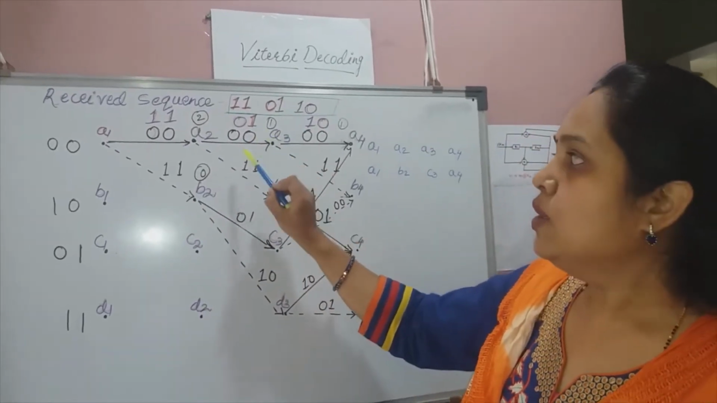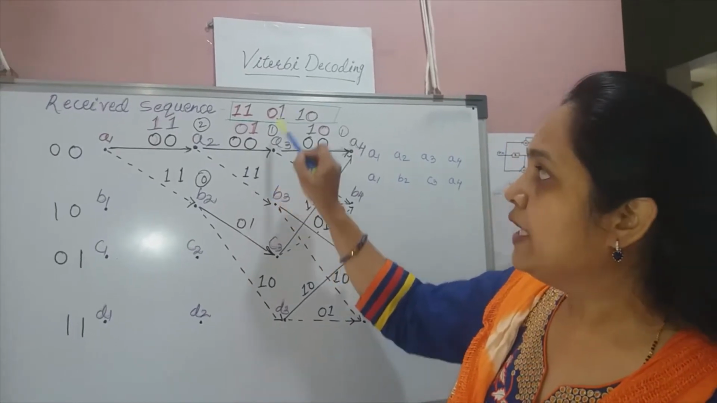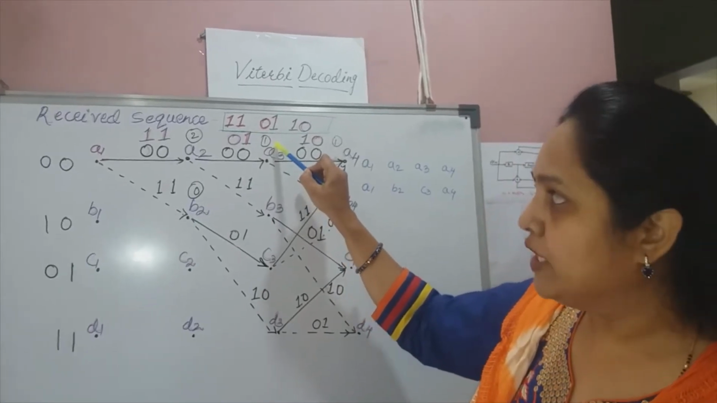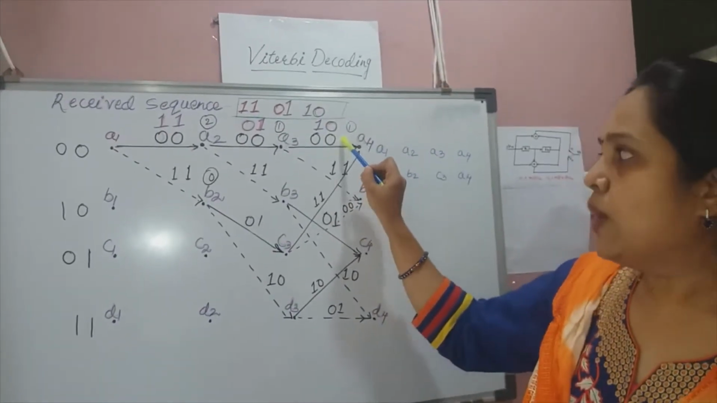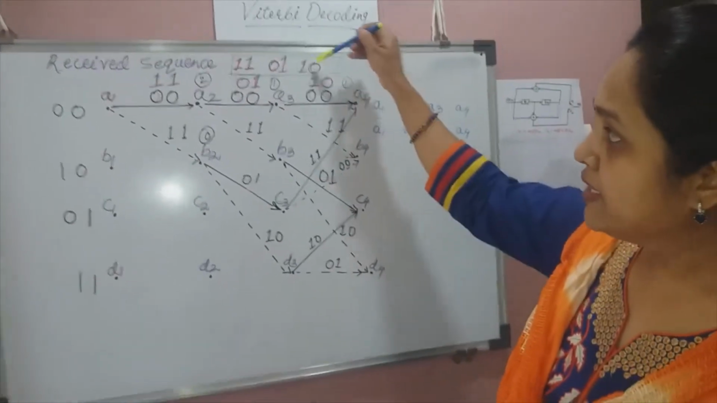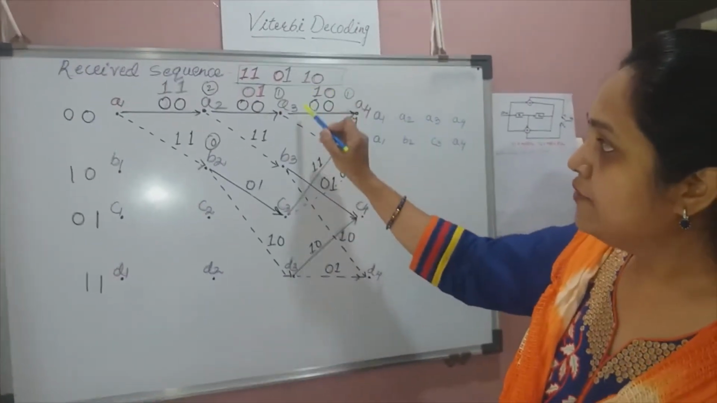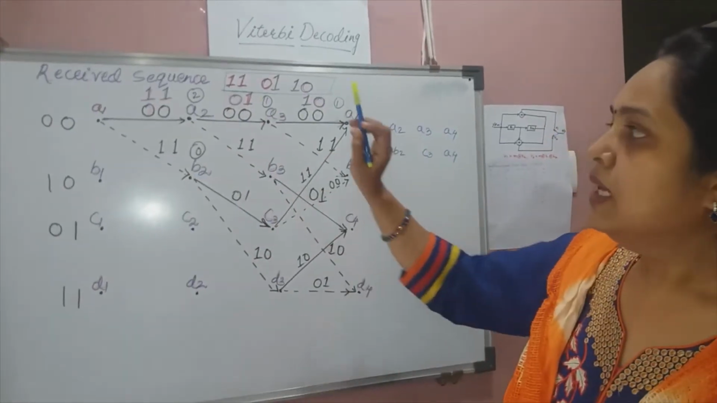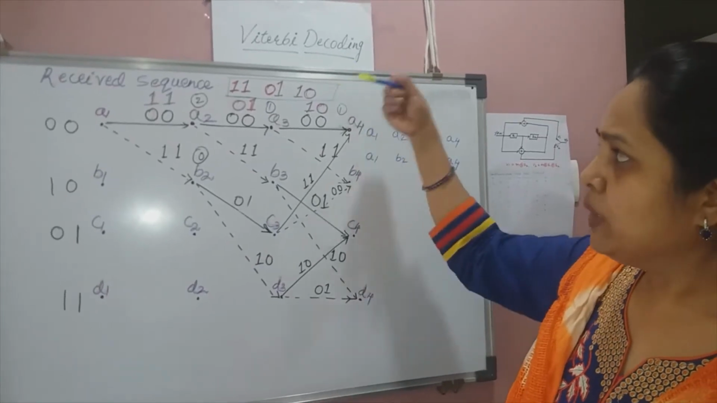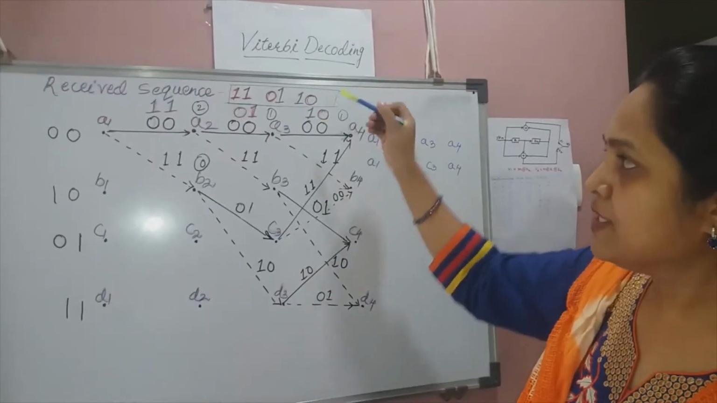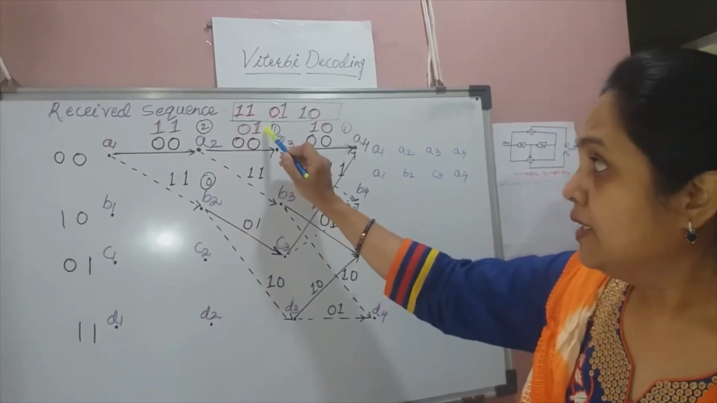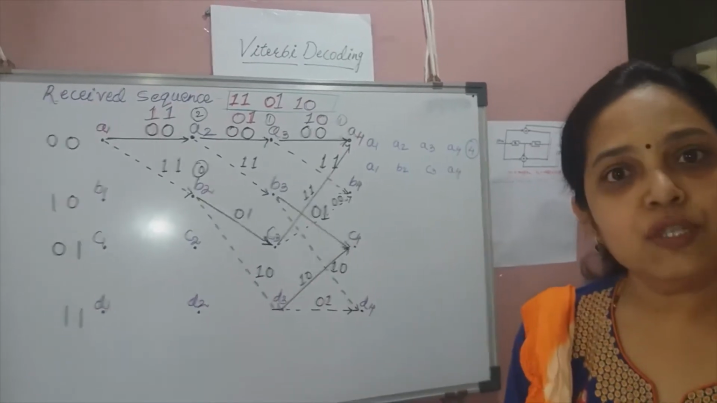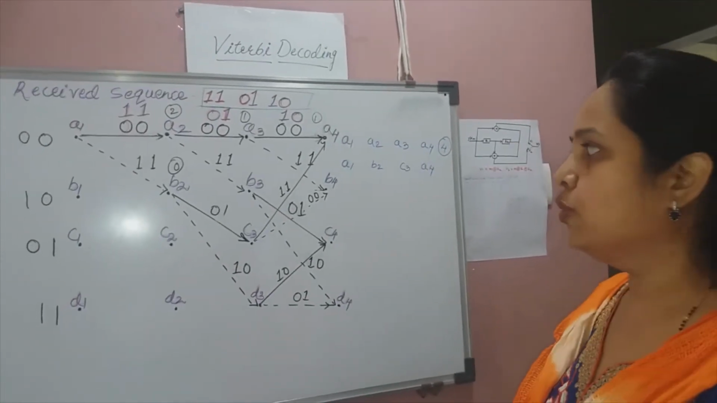Similarly, on the second arrow, the standard output is 0 0 while the received sequence is 0 1, and the difference here is 1, which is written over here. The third arrow has the standard output 0 0 while the received sequence is 1 0, and the difference between these two sequences is 1. So the total difference on this path is 2 plus 1 plus 1, which is equal to 4. The metric or weight of this path is 4.